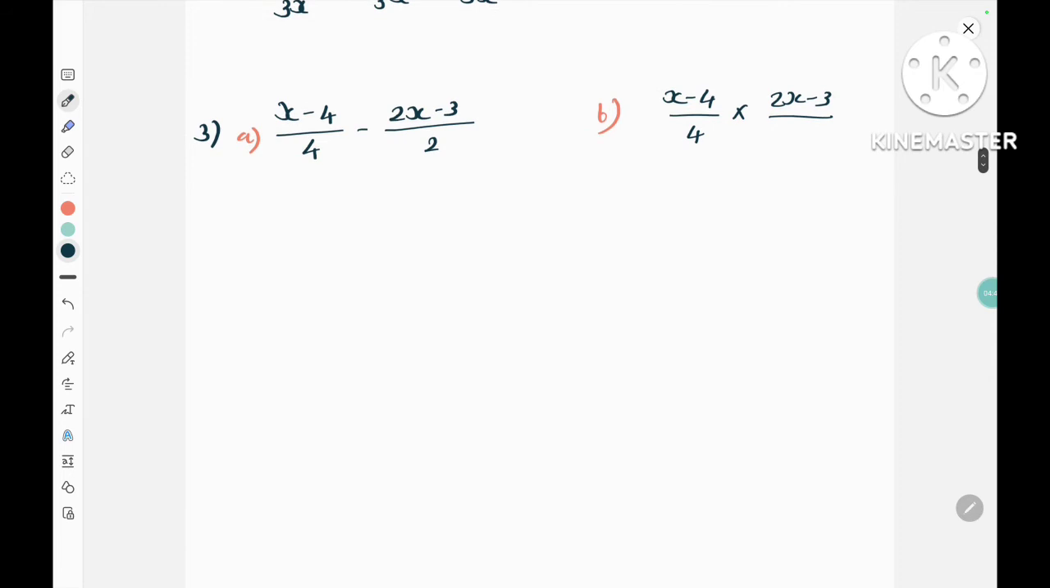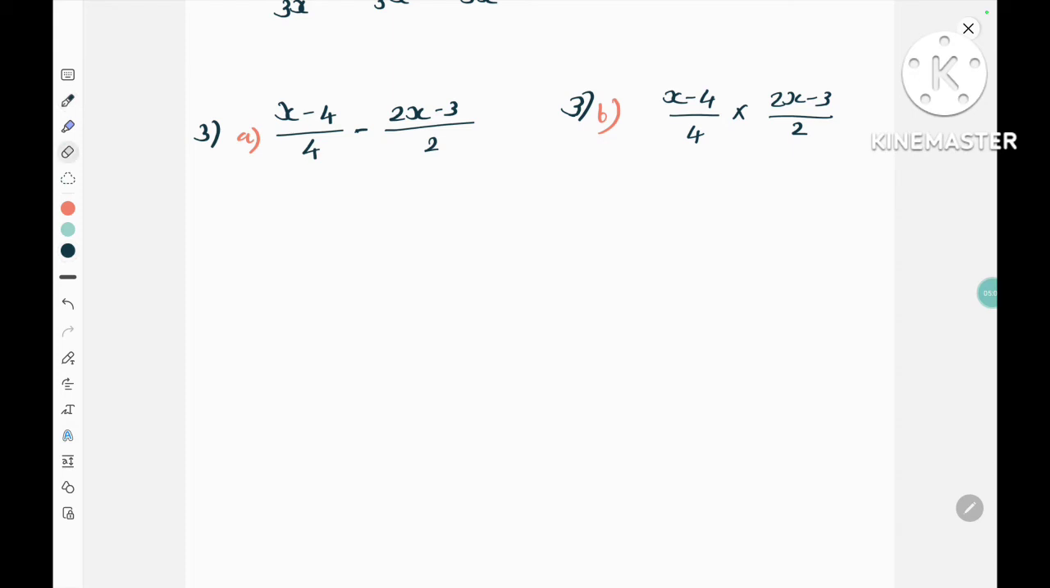Let's move on. Question number 3. 3a and 3b have the same fraction, but in question a there is a minus sign between the two fractions, and question b has a multiplication sign. Okay.